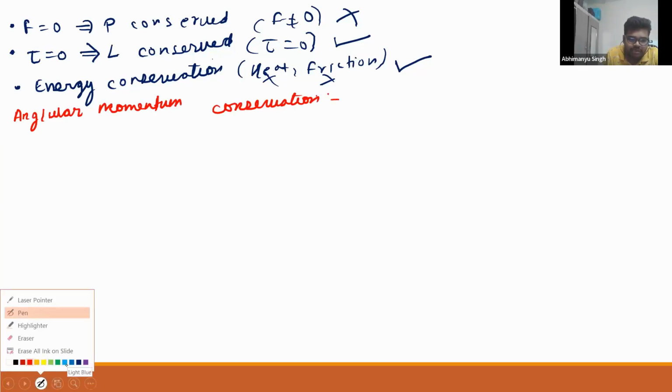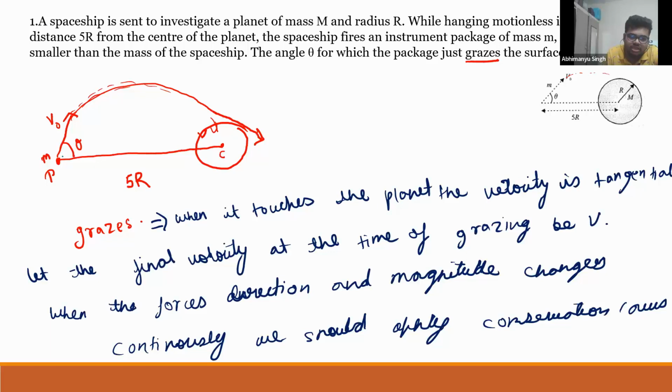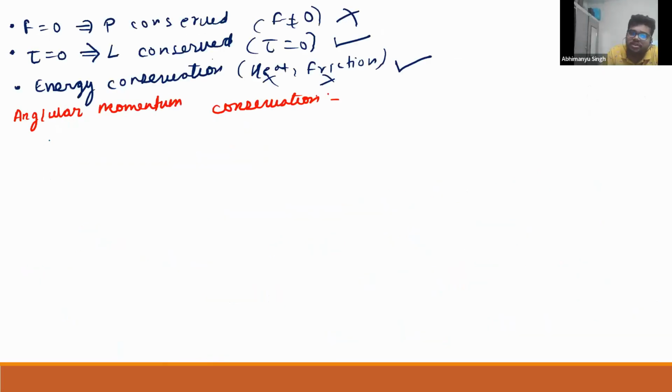For this we will be needing the diagram. Like what happens initially? Initially, this is mass m. This is at distance 5r. So for angular momentum, we need to decide about which point we will be conserving angular momentum.